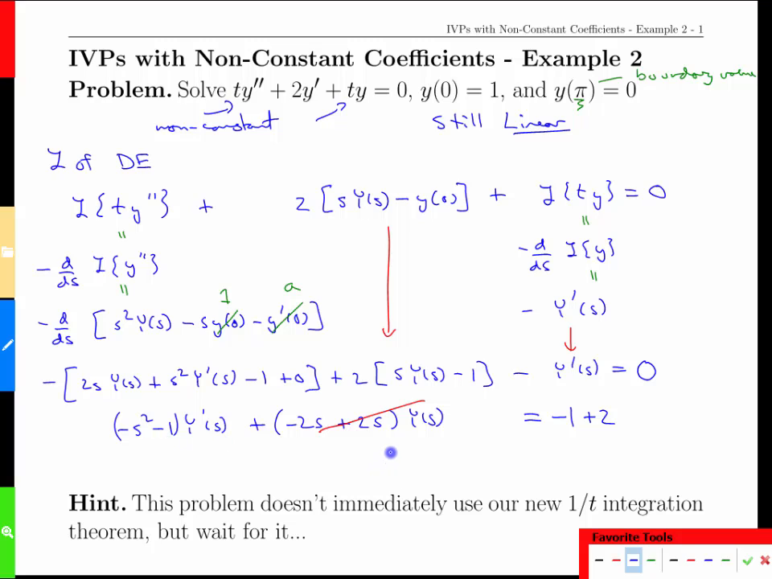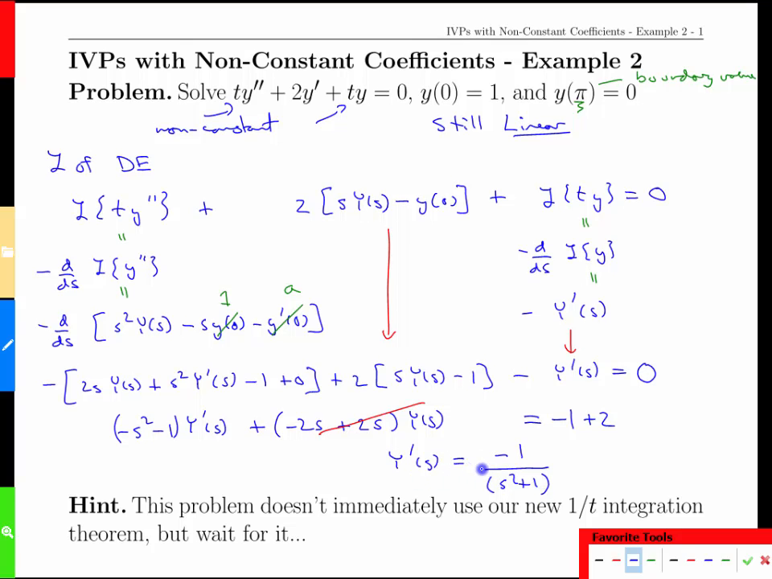That leaves us simply with Y prime of s. Careful, this is Y prime. Try to emphasize that. Is equal to positive 1. And here we can factor out a negative, so negative s squared plus 1 in the denominator. Well, this is something we've seen before. We'll continue it on the next page.